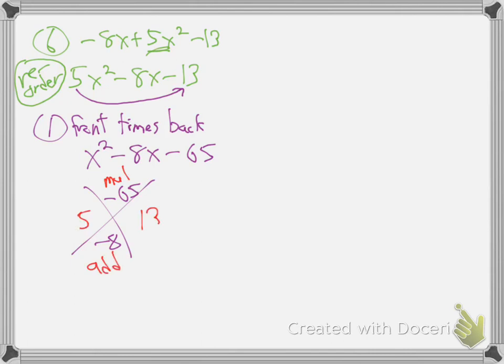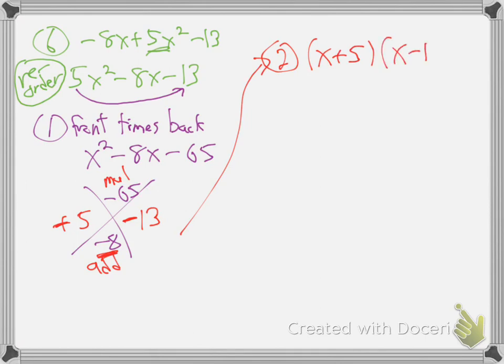Just use your calculator if you're not sure. 5 times 13 is 65. Remember, whatever sign is in the bottom goes to the bigger one. So the 13 is the bigger, right? So the sign on the bottom, which is negative, goes to the 13. So 5 and minus 13 multiply to be negative 65, add to be negative 8. So it takes me over to step 2. It's going to be x plus 5, x minus 13.